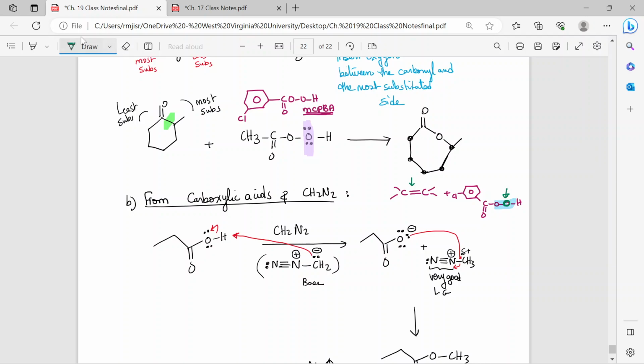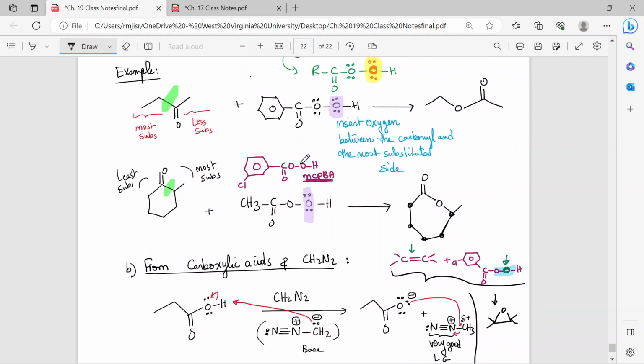So your product for this reaction, so this reaction over here, is going to end up being an epoxide. Okay, so we've talked about this before. This is exactly the same thing. Every time you are using a peroxy acid, it's this oxygen that is connected to the hydrogen. This is the reactive oxygen. So it's this oxygen that you are going to insert.